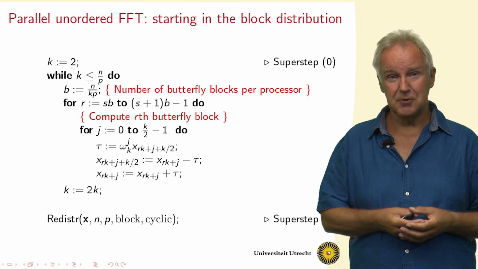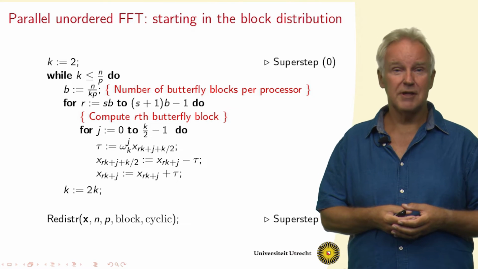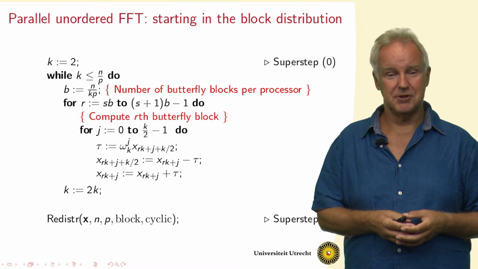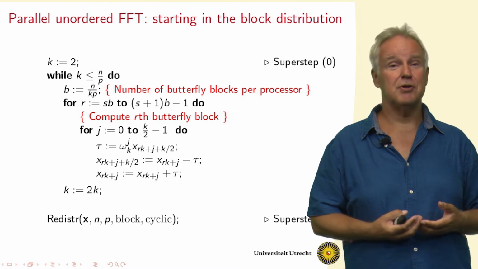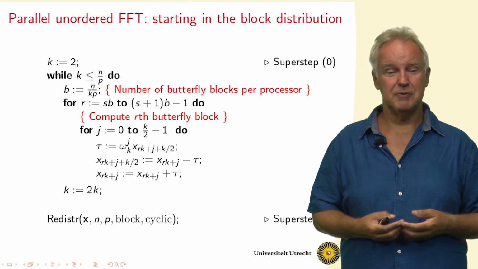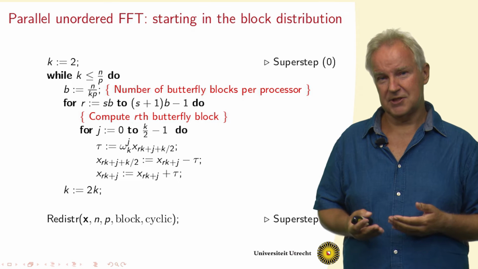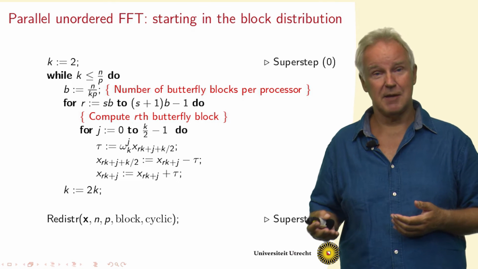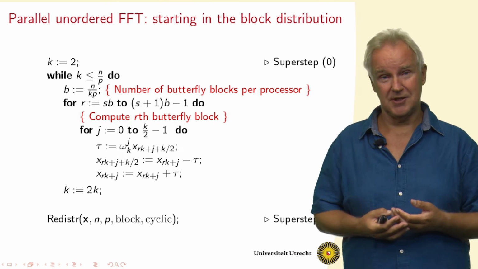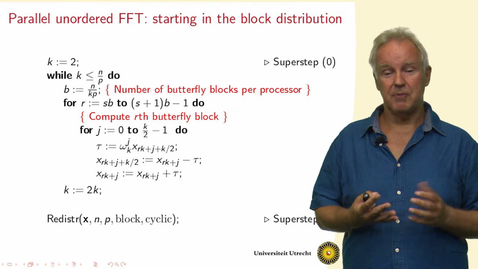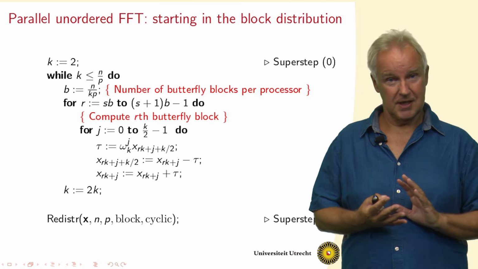But here we run the algorithm only for our own data as determined by the block distribution. So this is an algorithm for processor S. And you will see the S in the second loop, for R equals S times B, that it really depends on S. It depends on which processor I am.